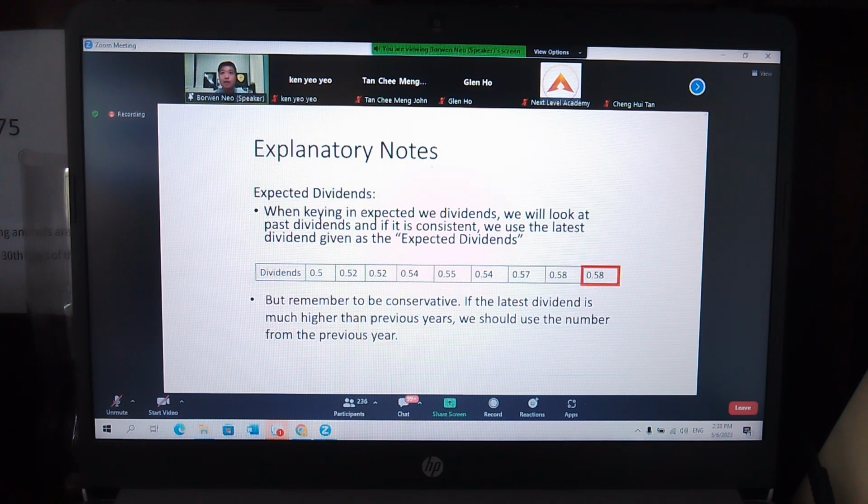So for example, over here, this is considered pretty consistent: 0.5, 0.52, 0.55, 0.57, 0.58. There will be times when, after 0.58, suddenly they give out $1. So there's a spike, a jump. If you use the $1, you realize that, wow, suddenly the dividend yield is very, very high, maybe 8%. Then you think it's undervalued. But what happens is that there are times when the company will give out a one-time dividend, or special dividend. So usually when does it happen?